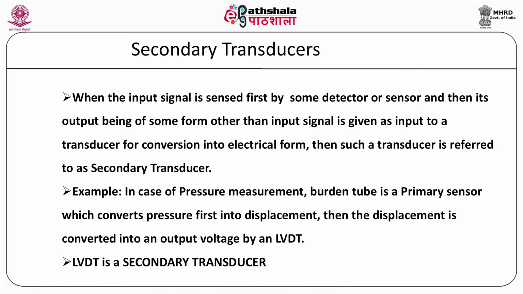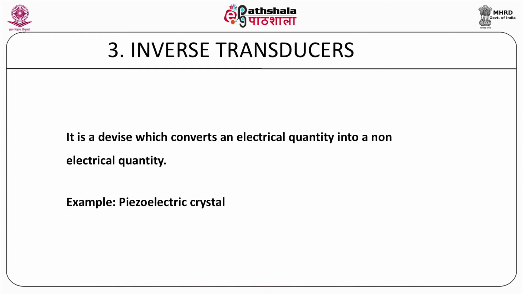For example, in pressure measurement, the bourdon tube is a primary sensor which converts pressure first into displacement, then the displacement is converted into output voltage by an LVDT. Therefore, LVDT is a secondary transducer. The third category is the inverse transducers, where the device converts an electrical quantity into a non-electrical quantity. For example, piezoelectric crystals.